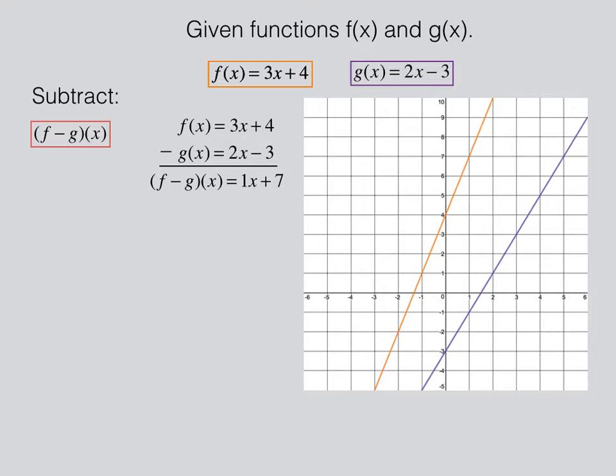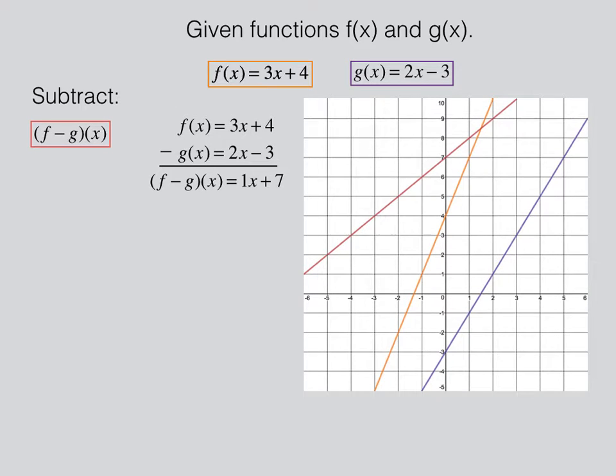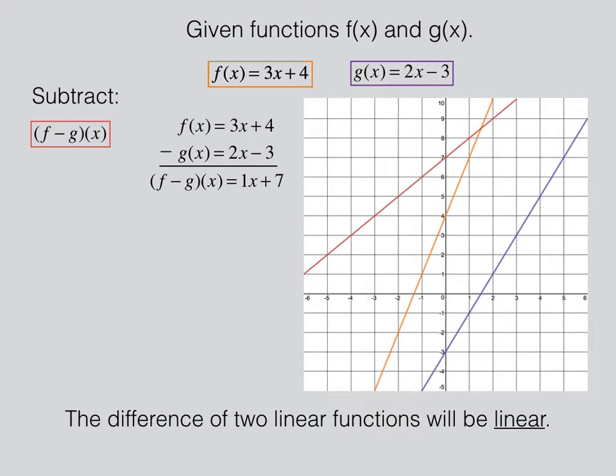I could verify this by typing in f of x and g of x into a graphing utility, and then typing in f of x minus g of x, and I would get this red line, which does match up with my symbolic form, because the y-intercept is 7 and the slope is 1. So that is how we subtract functions. We should first pay attention to the fact that the difference of two linear functions should be linear.